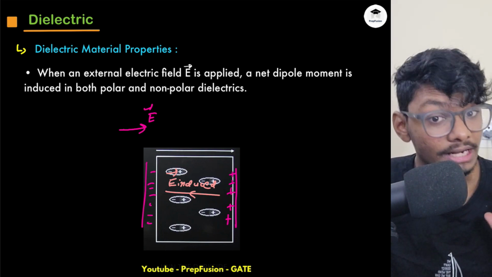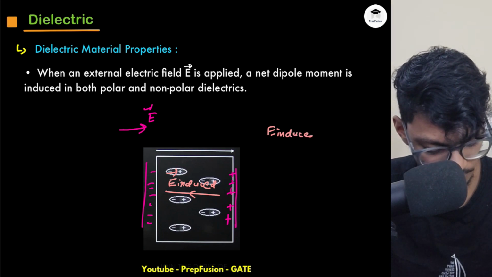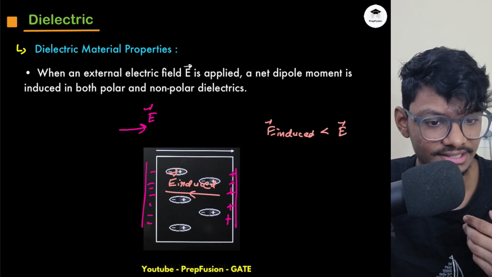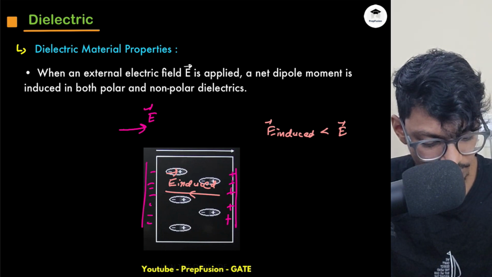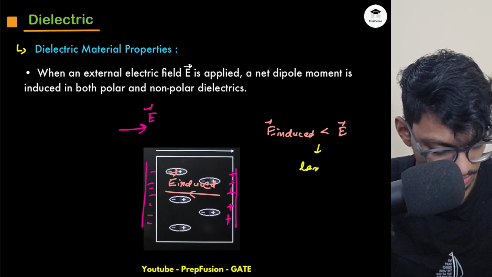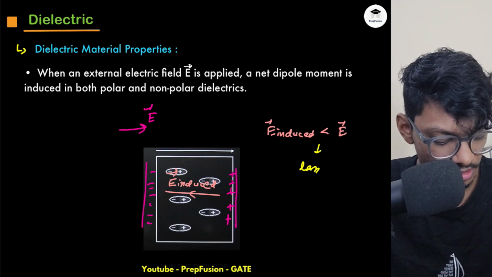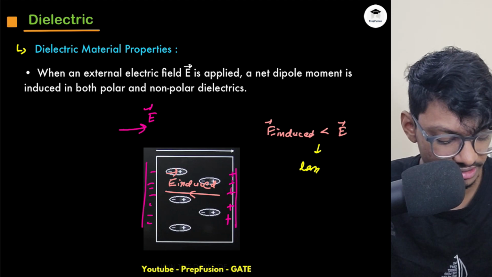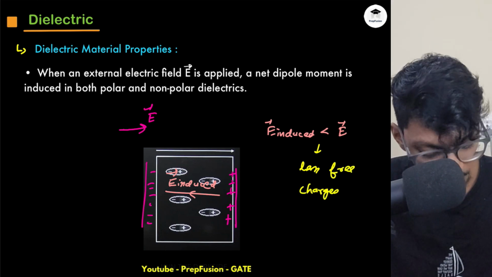Okay, but here it will not be zero. My E induced will be less than E. Okay, why is that the case? Why is E induced less than E? Because I have less free charges. There I had an abundant amount of free charges. It can generate any amount of electric field it wants. But here I have some limitation. I can only generate so much of electrons, right? Less free charges.